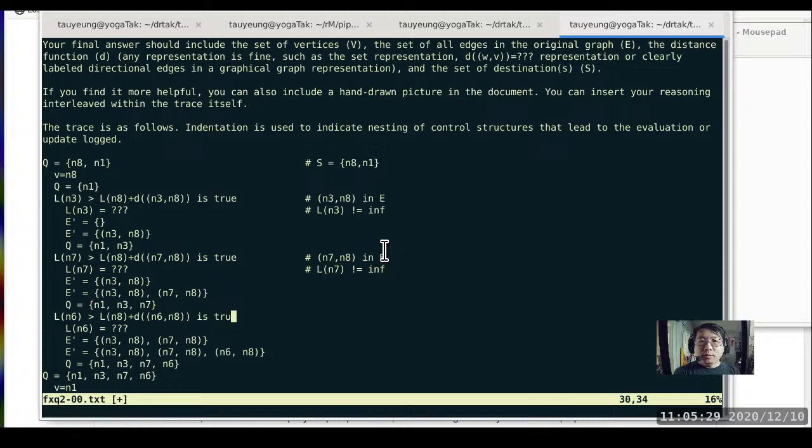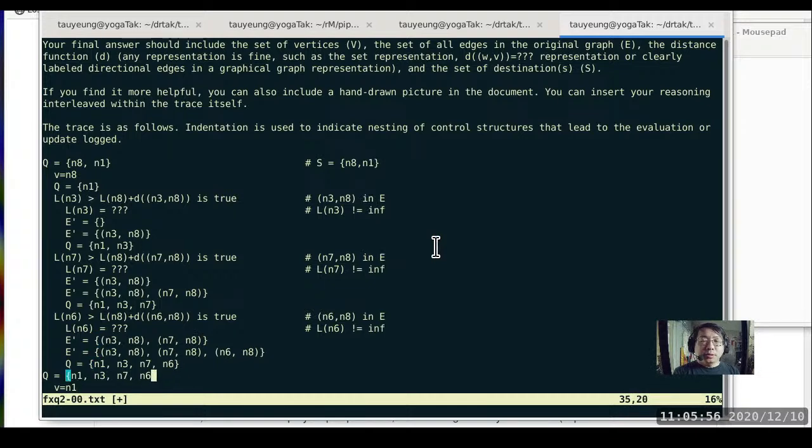And over here, we evaluate yet another edge. So we know that edge has to exist first. That means (N6, N8) is also in the set E. And once again, we don't know the exact distance of that particular edge, but we just know that L of N6 does not equal infinity.